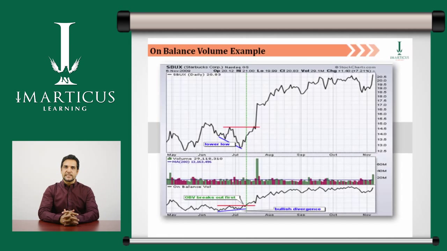A bullish divergence forms when OBV moves higher or forms a higher low even while prices move lower or forge a lower low. A bearish divergence forms when OBV moves lower or forms a lower low even while prices move higher or forge a higher high. The divergence between OBV and price should alert chartists that a price reversal could be in the making.